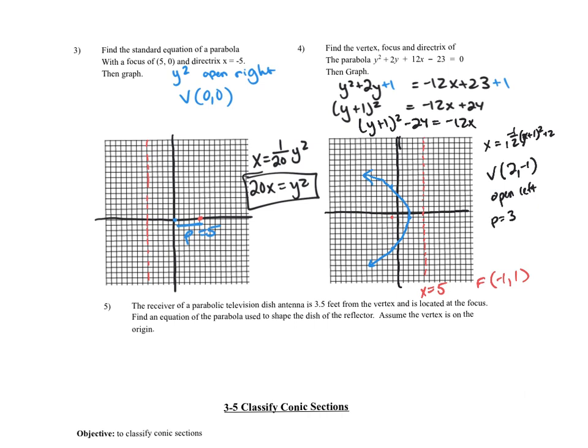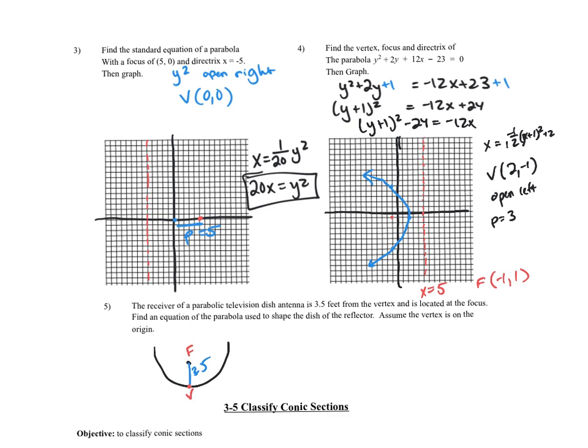All right, for the last one, we have a word problem. We have a parabolic television dish antenna, and we know that the receiver, so we'll draw a little parabola, and the receiver is 3.5 feet from the vertex and is located at the focus. So here's the focus. There's our vertex. We want to find an equation of the parabola used to shape the dish of the reflector, and we want to assume that the vertex is on the origin.